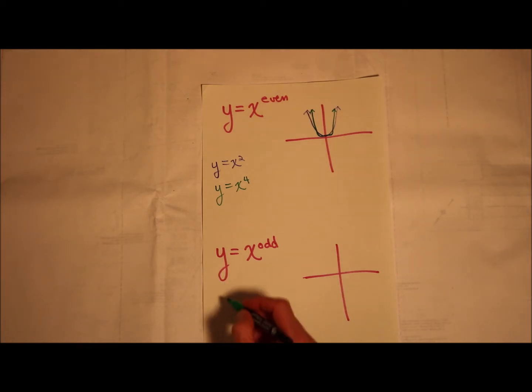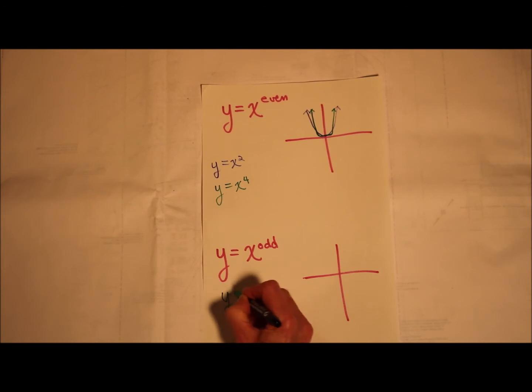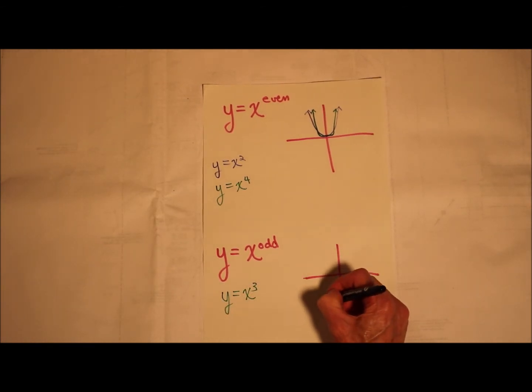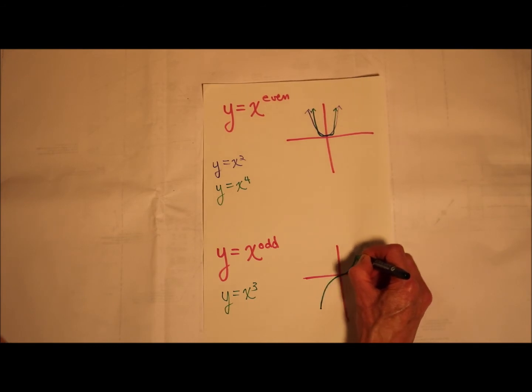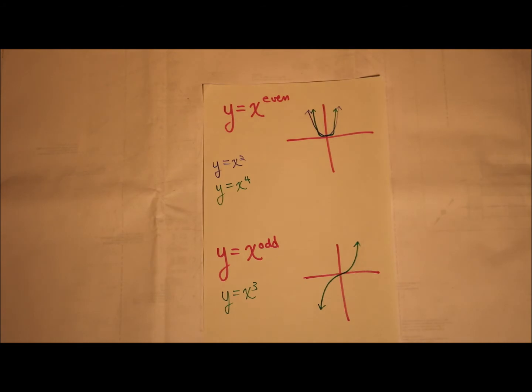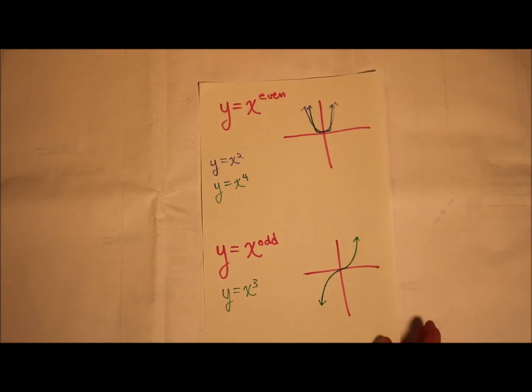How about y equals x to the odd? Like y equals x to the 3rd. Well, we know what this looks like too. That's like our classic cubic. And y equals x to the 5th, y equals x to the 7th will all have a shape similar to this. Will have the same kind of end behavior. It'll have the same kind of concavity, right? This is concave down and then concave up.